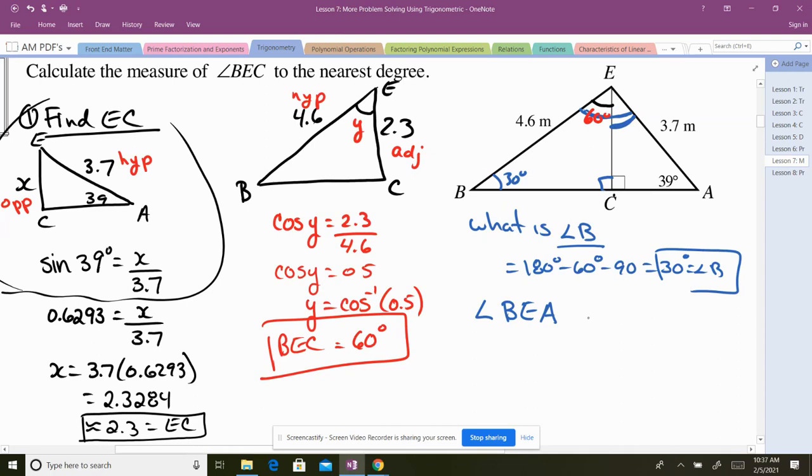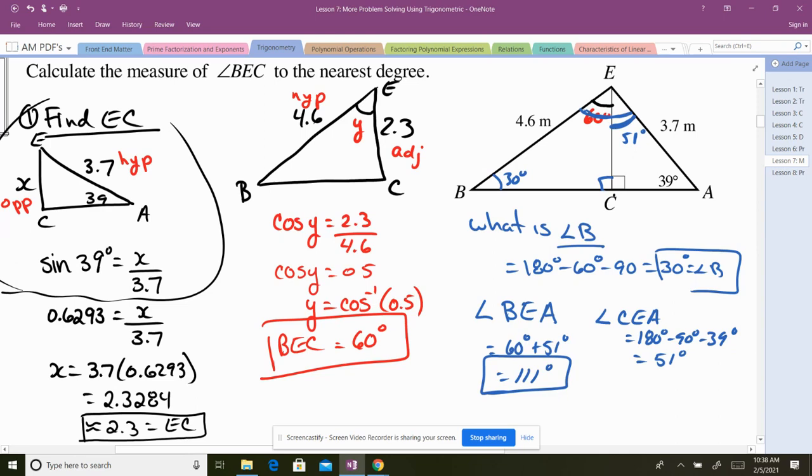Okay. This is not part of the question. We're here, so we might as well just do this. So angle CEA is going to be 180 minus 90 minus 39. What is that? 51 degrees. So that is 51 degrees. So angle BEA is just going to be 60 plus 51. 111. There you go.